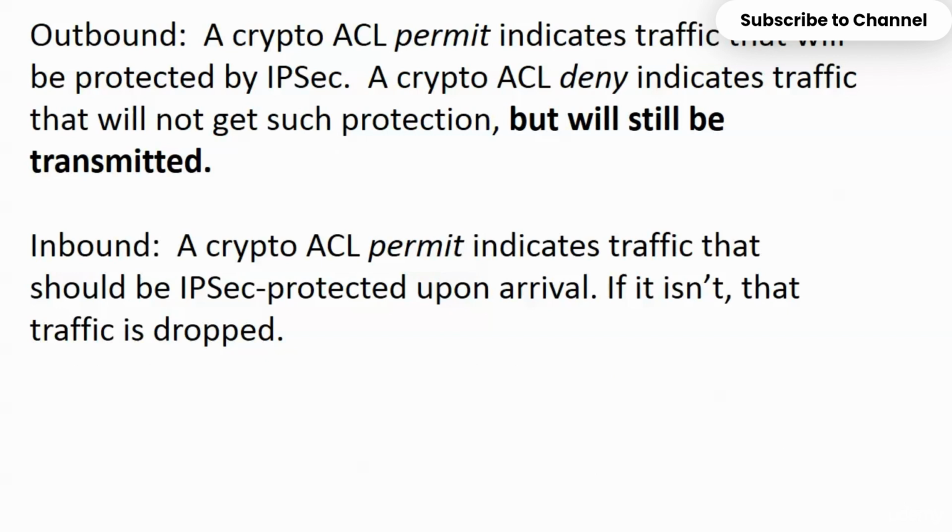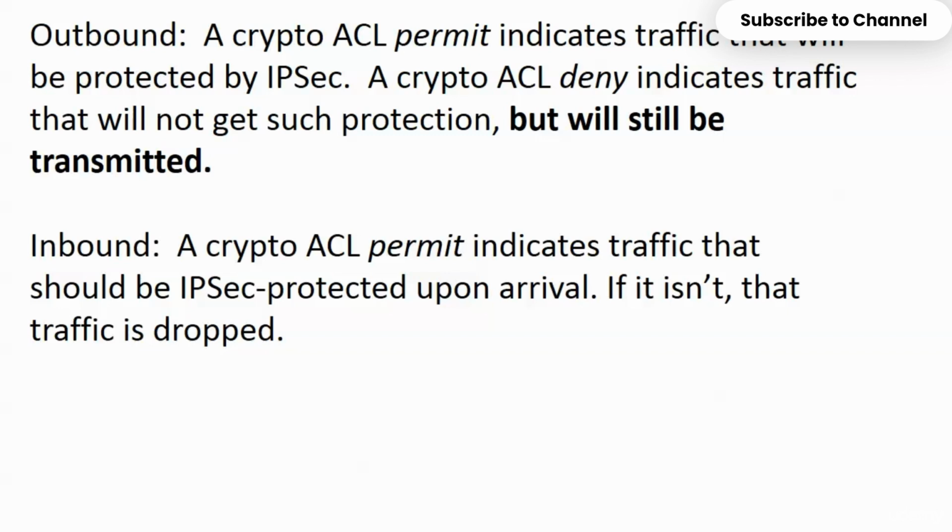For outbound traffic, a crypto ACL permit indicates traffic that will be protected by IPsec. A crypto ACL deny applied to outbound traffic indicates traffic that will not get IPsec protection, but it will still be transmitted. And I say it like that because it's so easy. Your mind's eye sees a deny. It's like, okay, that traffic's not going out. We know better. The traffic's still going out. It's not being denied transmission. It's being denied IPsec protection. That's what we're talking about here with a crypto ACL.